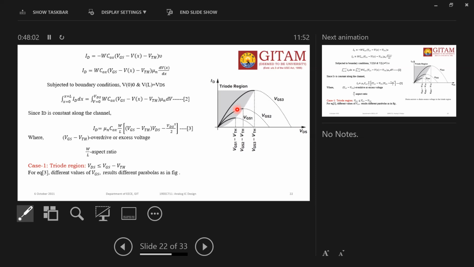Now this is called the triode region or linear region. But see, these are parabolic curves, so in a parabolic curve this is not so much linear. Am I correct or not? Suppose you take this particular curve, up to this point.